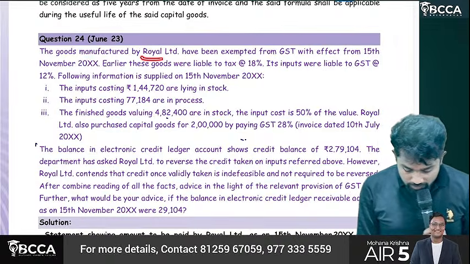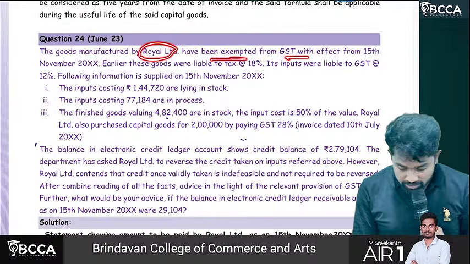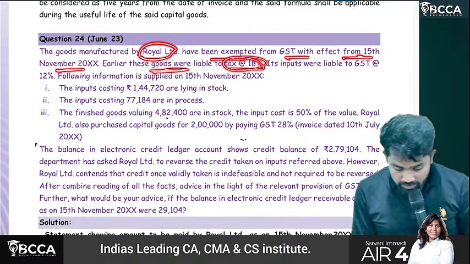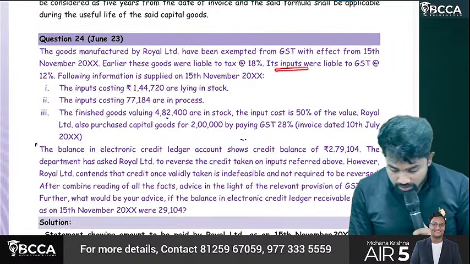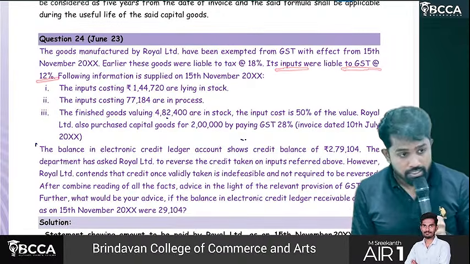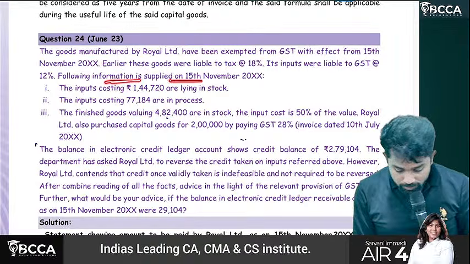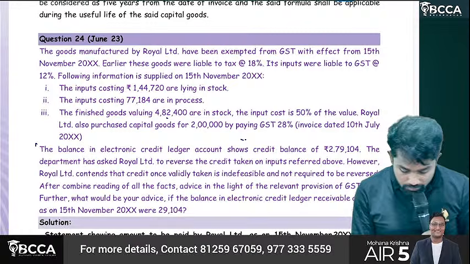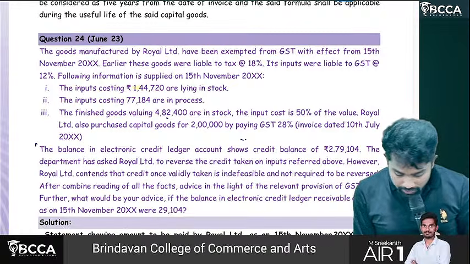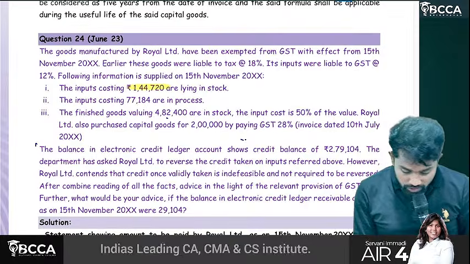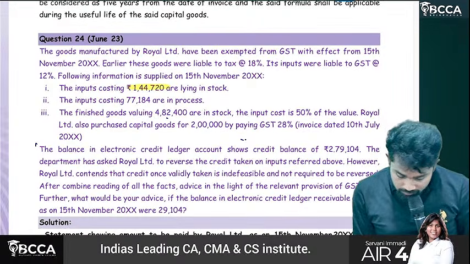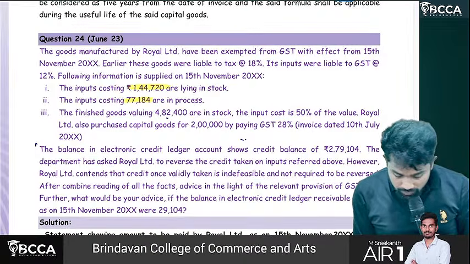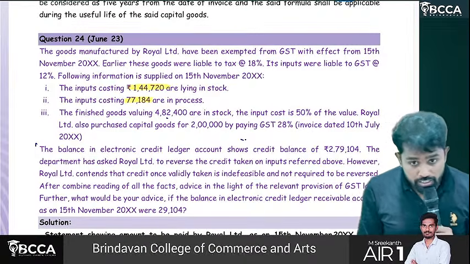The goods manufactured by Royal Limited have been exempted from GST with effect from 15th November. Earlier these goods were liable to tax at 18%. Its inputs were liable to GST at 12%. From the following information supplied on 15th November, we need to calculate. Inputs lying in stock: 1,44,720. Then inputs costing 77,184 are in work in progress.